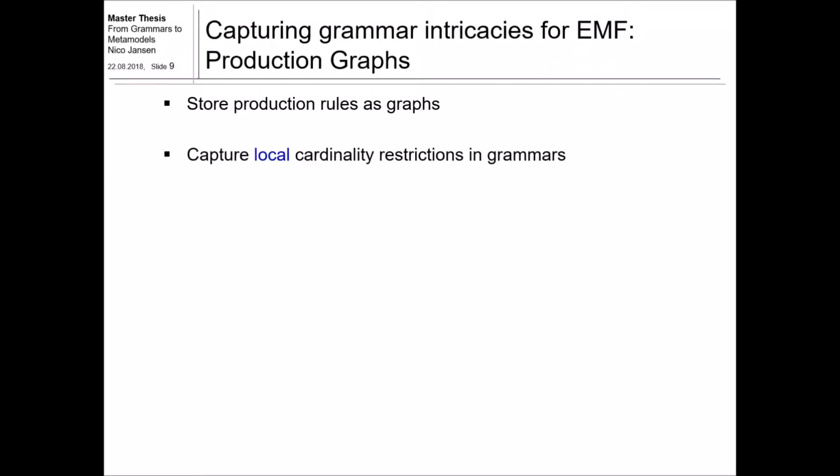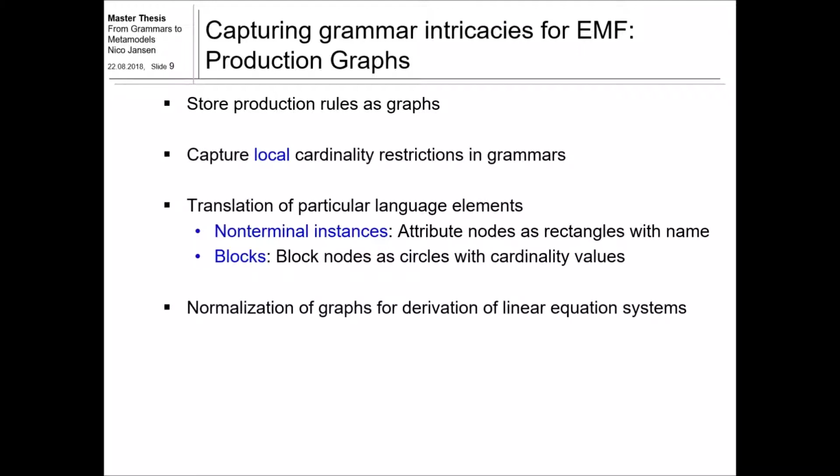Now we need to capture the grammar intricacies for the validate method in the first place. For this reason, we introduce the concept of production graphs. We use these graphs to store production rules in a graph-like notation and capture local cardinality restrictions on which cardinalities and exclusive disjunctions depend. In our approach, we translate the particular language elements, in this case non-terminal instances, which are represented as attributes in the abstract syntax, and blocks.